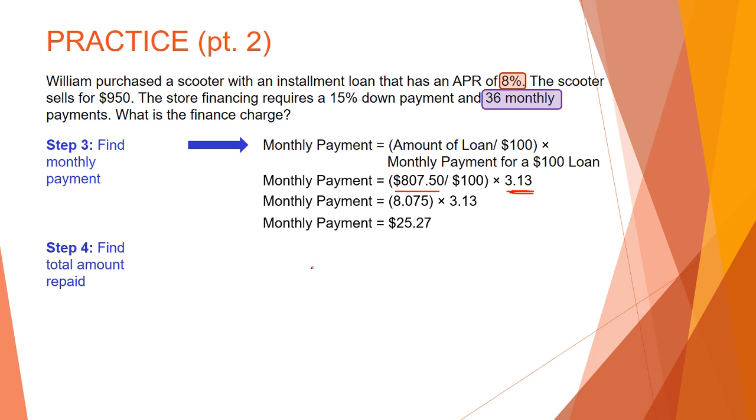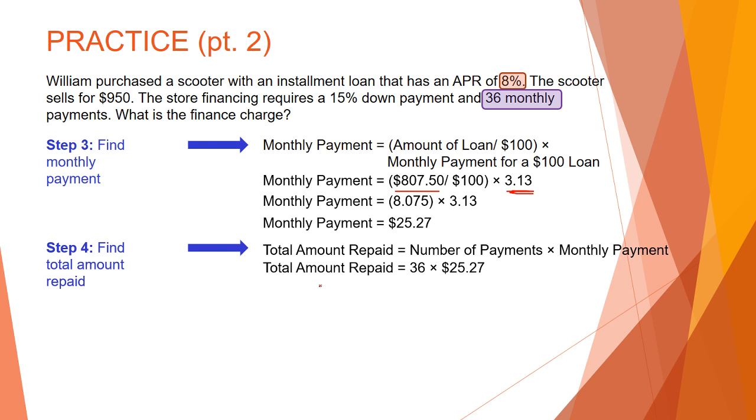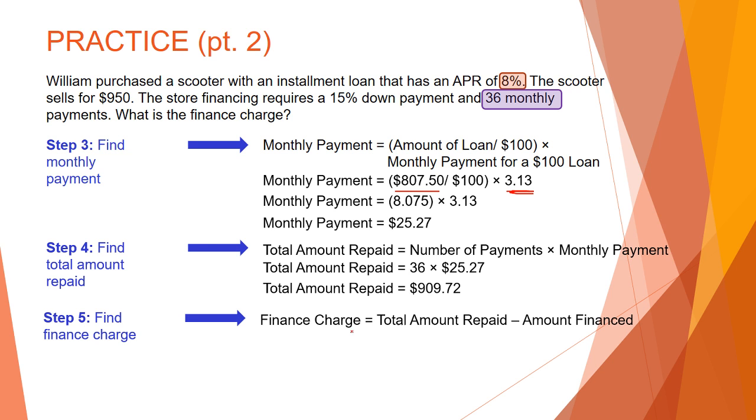Next thing is we need to find the total amount repaid. So that is 36 payments times $25.27, giving us $909.72. So how much in finance charge did we pay? It is $102.22.